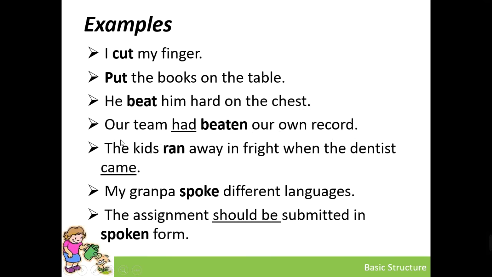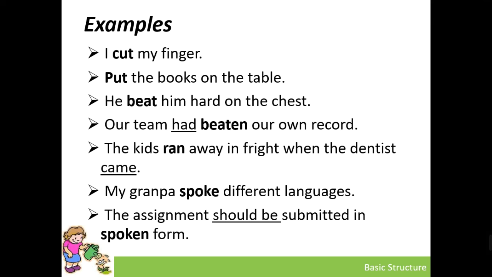The next sentence is "Our team had beaten our own record." Had beaten indicates perfect because had is in the past, so it is past perfect. Of course, in this past perfect pattern, had should be followed by verb 3. So beaten here is verb 3.